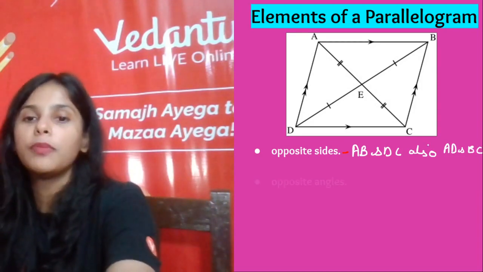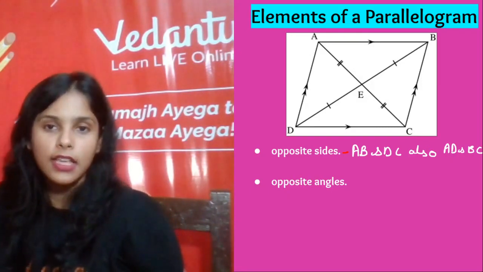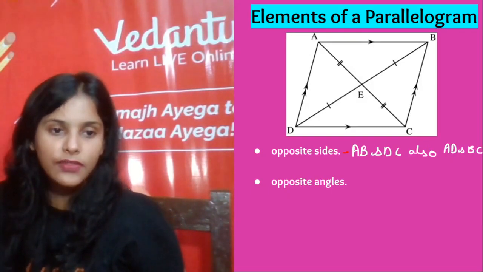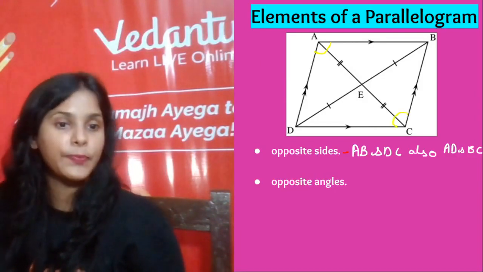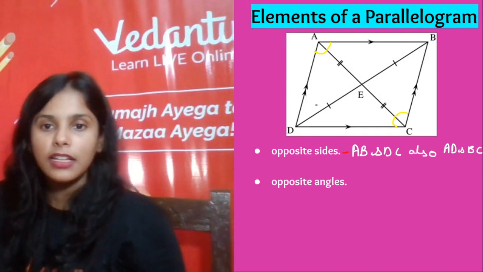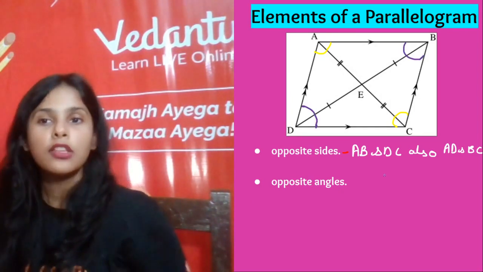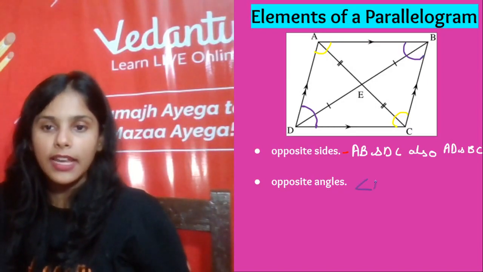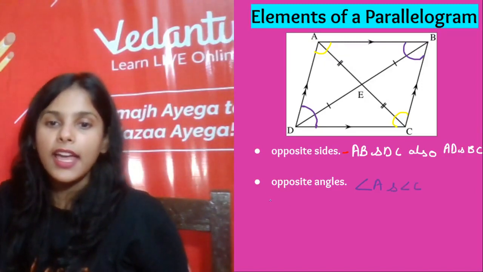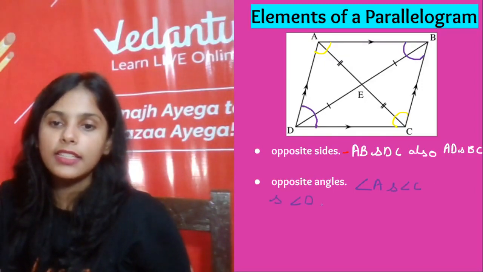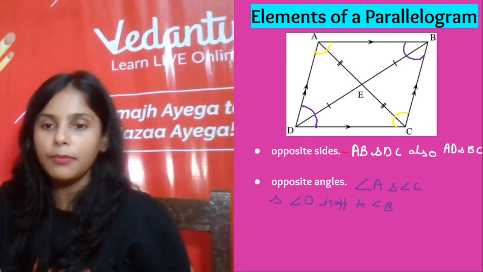Now quickly tell me which are the opposite angles here. Opposite angles: can we say that this whole angle is opposite to this whole angle, and this whole angle is opposite to this whole angle. Okay, so we can say that angle A is opposite to angle C and angle D is opposite to angle B.